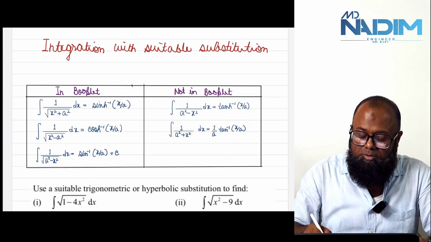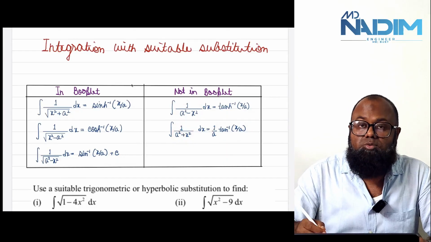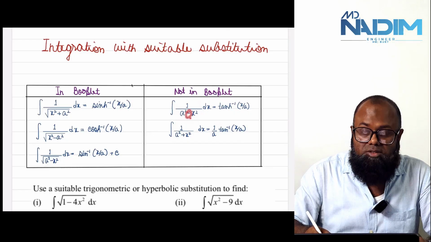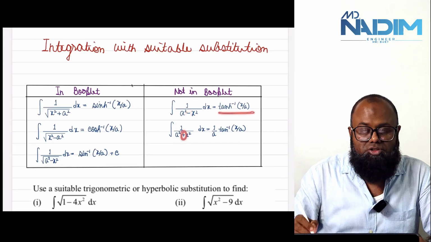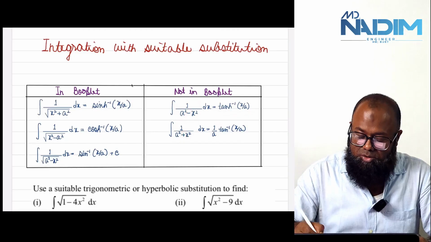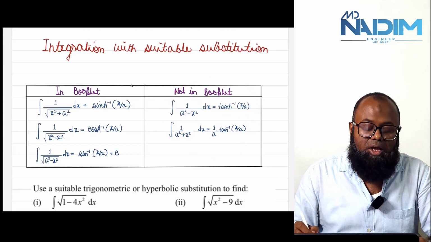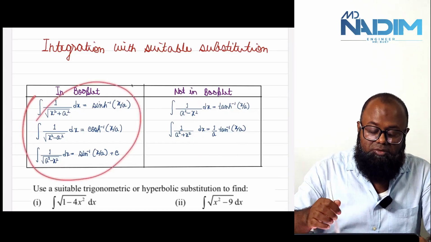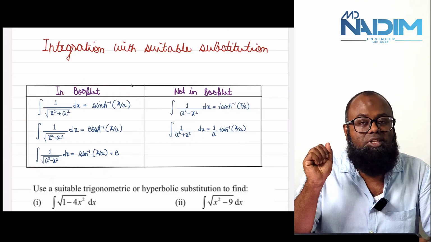And similarly, if you have 1 over a squared minus x squared in place of plus, then it would be tanh simply, and no 1 by a. So try to memorize this, guys. And these are the formulae that will be given in your booklet.